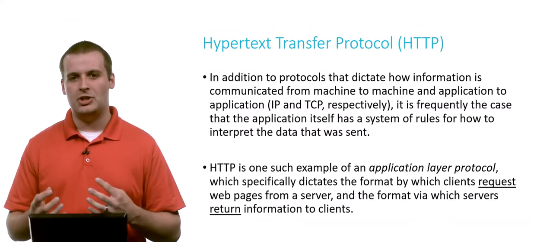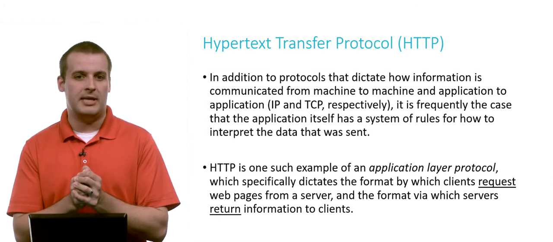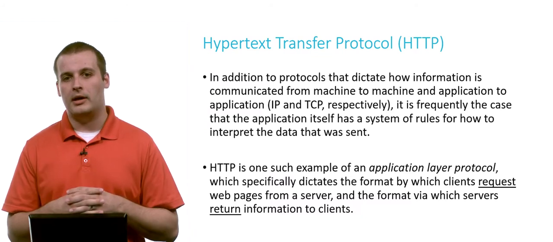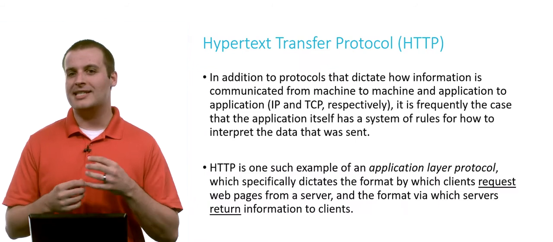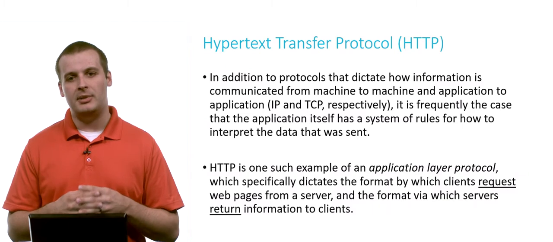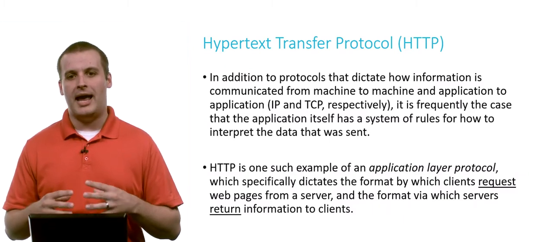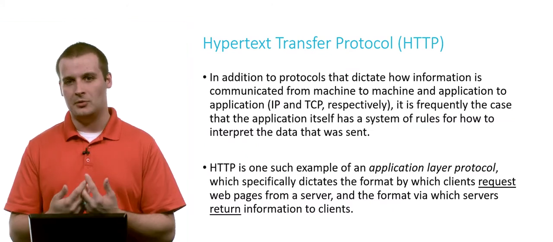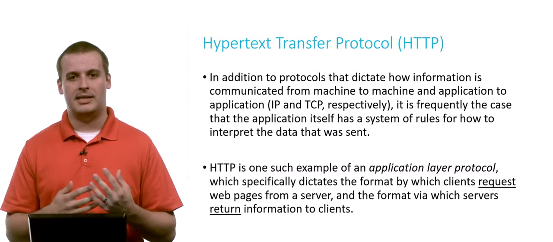Usually when we send information, the program itself, when data is received, say, for example, an email via TCP port 25 or a web page request via port 80, there's usually a system of rules there to process what I've just received. And HTTP is an example of just such a protocol. HTTP is the only application layer protocol that we're going to talk about, but it is another set of rules dictating how information is to be transmitted and processed via the internet.